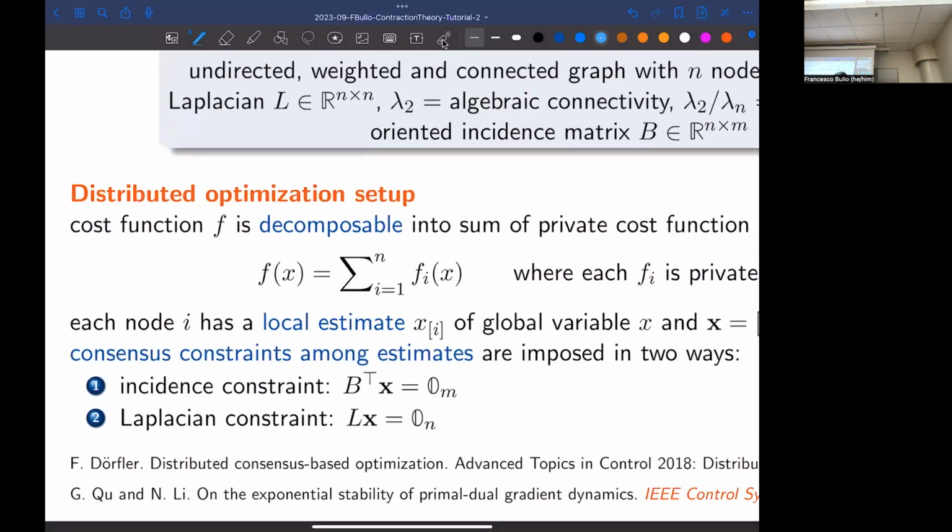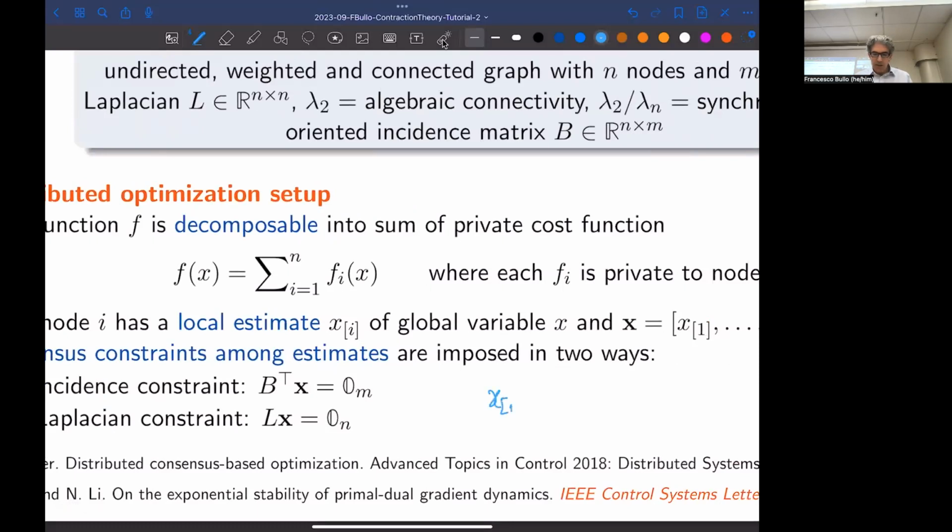So in graph theory, it is well known that there are two ways to impose the constraints that x_1 is equal to x_2 is equal to x_n. There are two ways using two matrices. They're equivalent ways. These are two different matrices that you study in graph theory. As I just defined, L is the Laplacian and B is the oriented incidence matrix. The Laplacian is unique and the oriented incidence matrix is unique after you assign an orientation to the edges of the graph, which is arbitrary, but it doesn't matter at the end of the day.